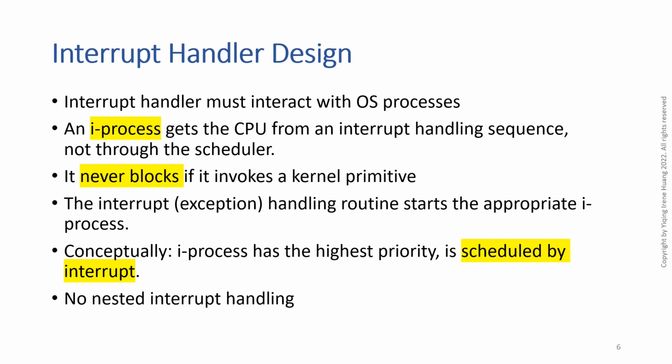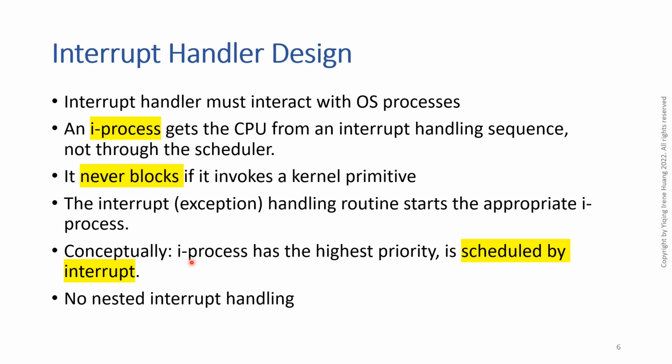So the design we're taking in this lab is to create a special process called the I process, or interrupt process, which gets the CPU from an interrupt handling sequence, not through the scheduler. And it never blocks. If it invokes a kernel primitive, that basically means if I have a blocking version of a kernel primitive, I need to create a non-blocking version of it as well. And the interrupt handler will call the non-blocking version. The interrupt handler routine starts the appropriate I process.